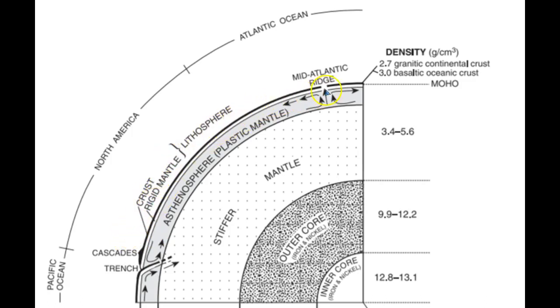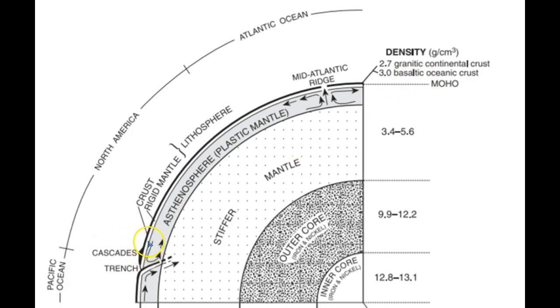Now when you follow it up over here, it will tell you the density of the crust. So we have two types of crust. We have continental crust and oceanic crust. Our continental crust, it tells us the density of it is 2.7 and that it's primarily granitic. So it's primarily made of granite, igneous rock. Then we have our oceanic crust, and the density of it is 3.0, and it's primarily basaltic. Again, another igneous rock.